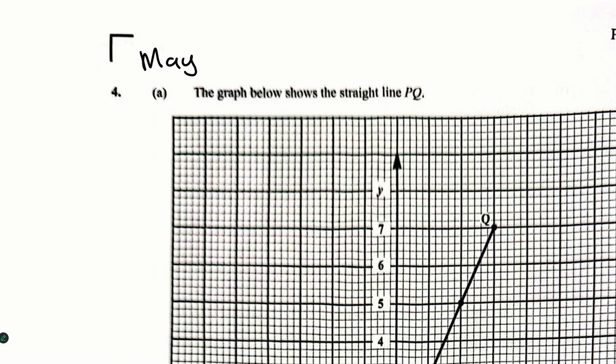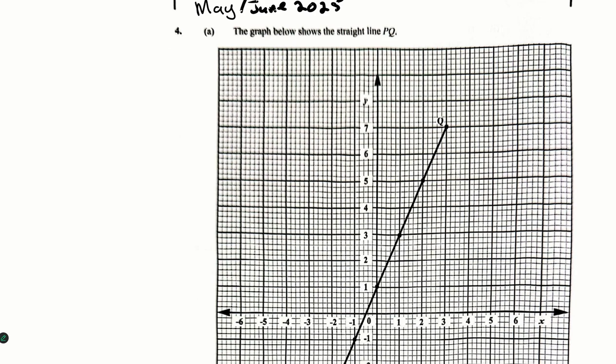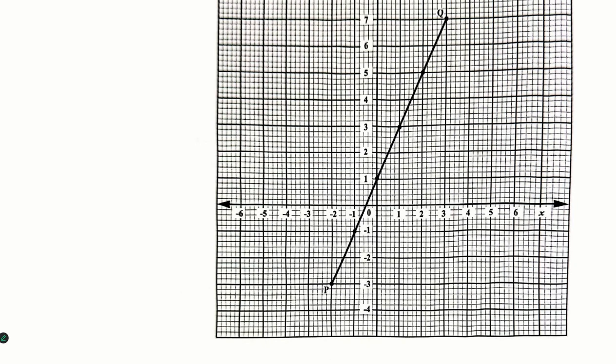So today we'll be doing May, June 2025. And as we know, number 4 is our relations and functions and graph question. So let's look at the question first and see what they said. They said the graph below shows a straight line PQ, right? Okay, so let's go to the next page.